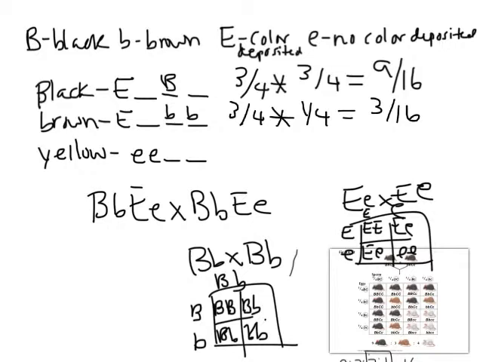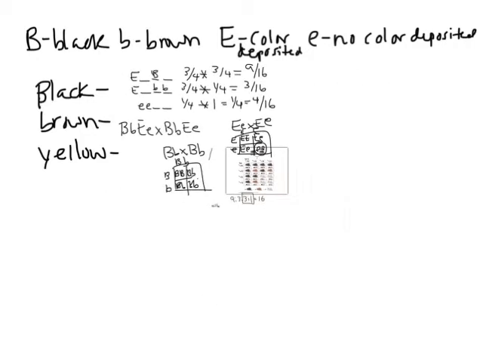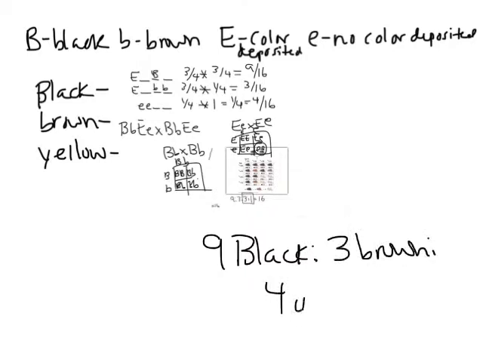To get a yellow dog, we need little e little e. There's a 1/4 chance of getting that from this cross. And then we could have anything else, and we'll still look yellow. So that's 100%, or 4 out of 4 boxes, or 1. So all boxes will work for that. So that gives us 1 out of 4, which converts to 4/16. Now you want to make sure you add up to 16. 9 plus 3 plus 4 is 16. And that's probabilities. And if I asked you for ratios, then you'd say the ratio would be 9 black to 3 brown to 4 yellow.